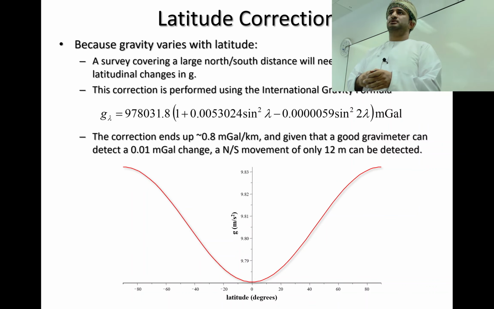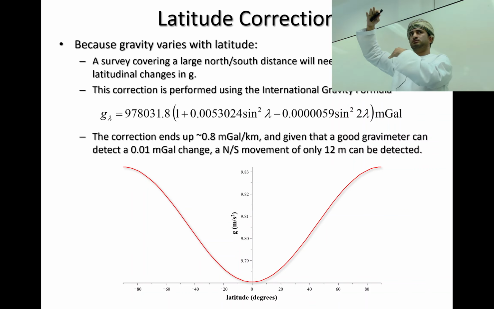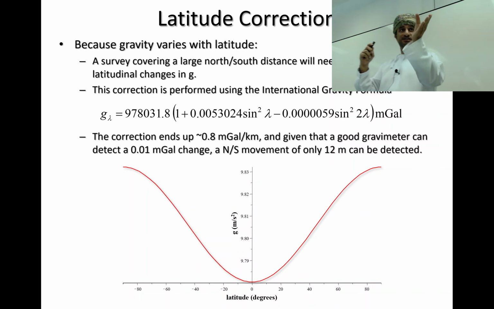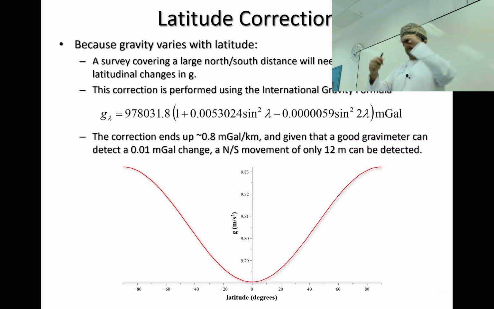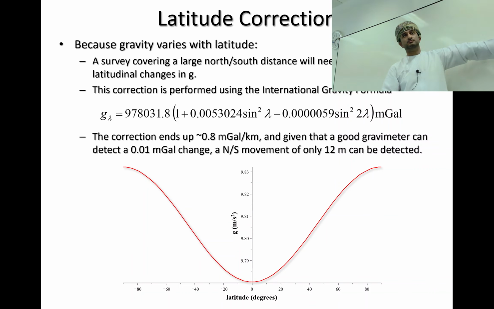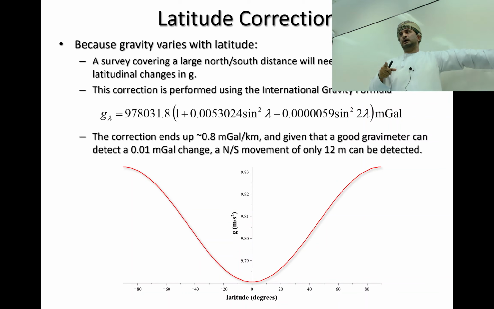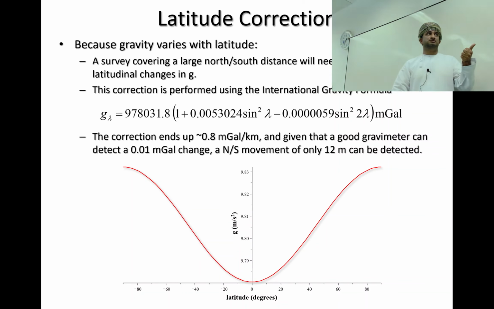That error is negligible. So if I'm moving up, what happens to the gravity value? It increases. And at the poles, the gravity value is largest. So if my reference point is at the equator, and I moved up, and there is no change in geology, and I removed every other error, only latitude correction, would I get a higher or lower gravity value? Higher. So I need to subtract that value.